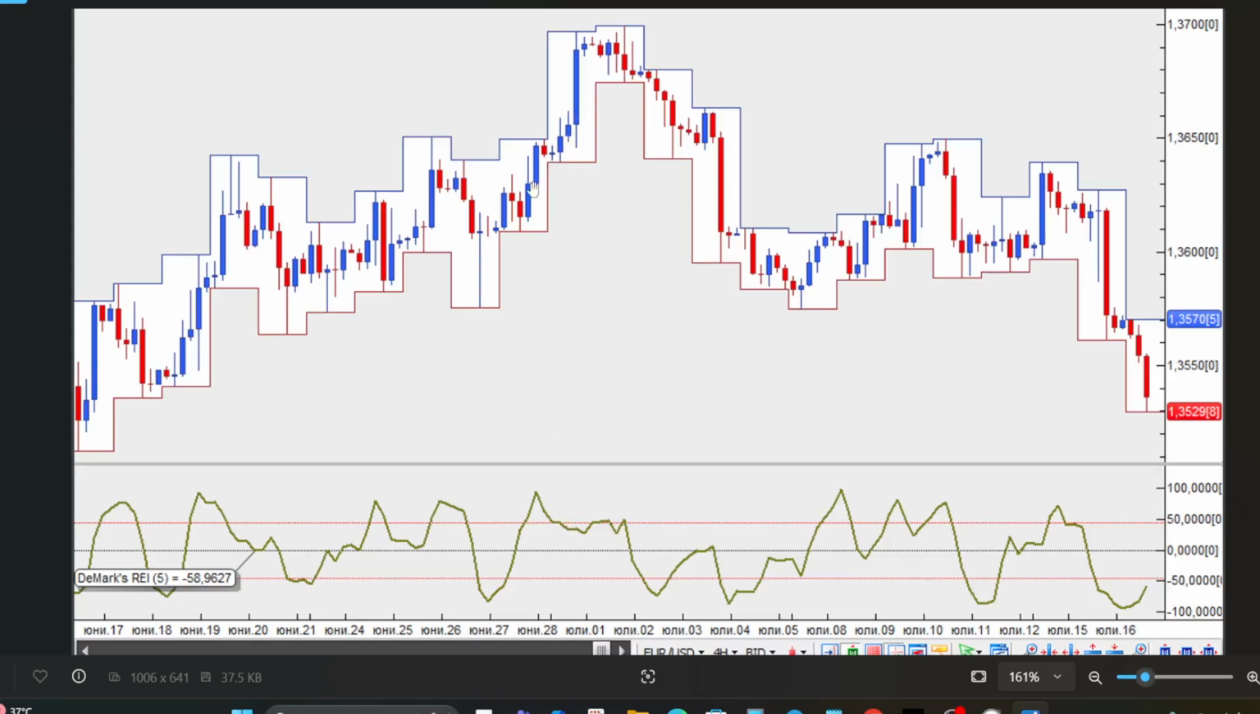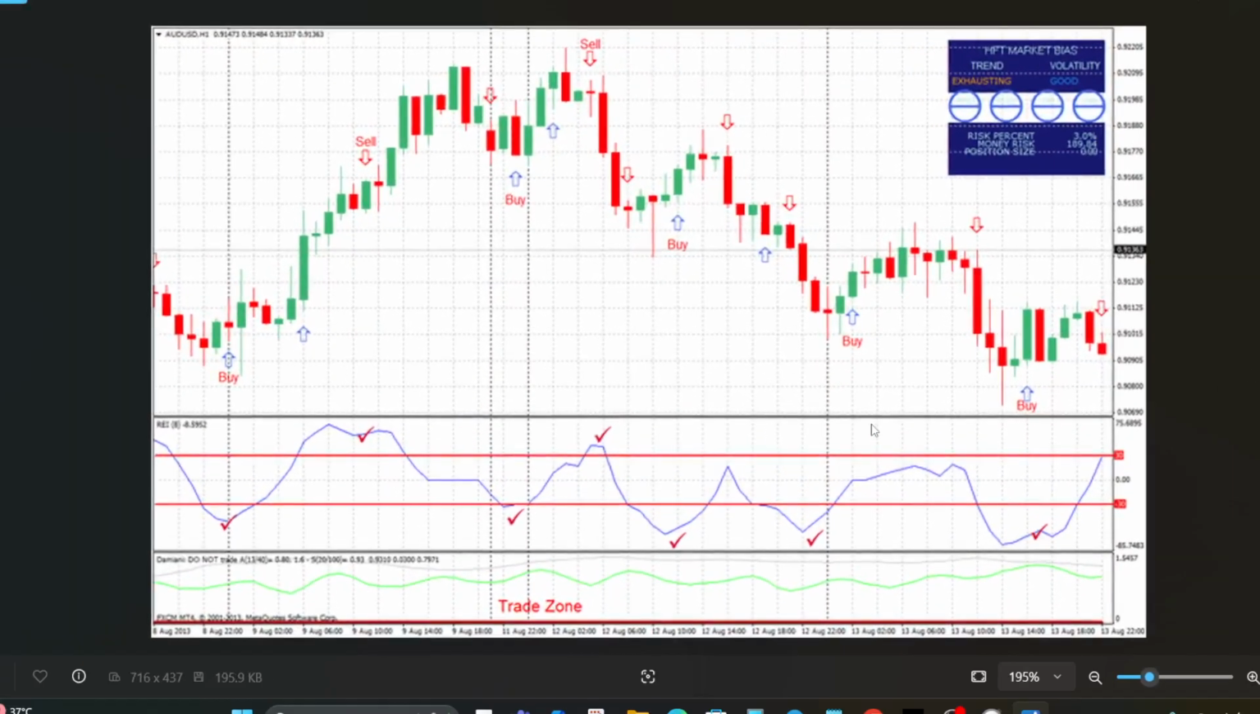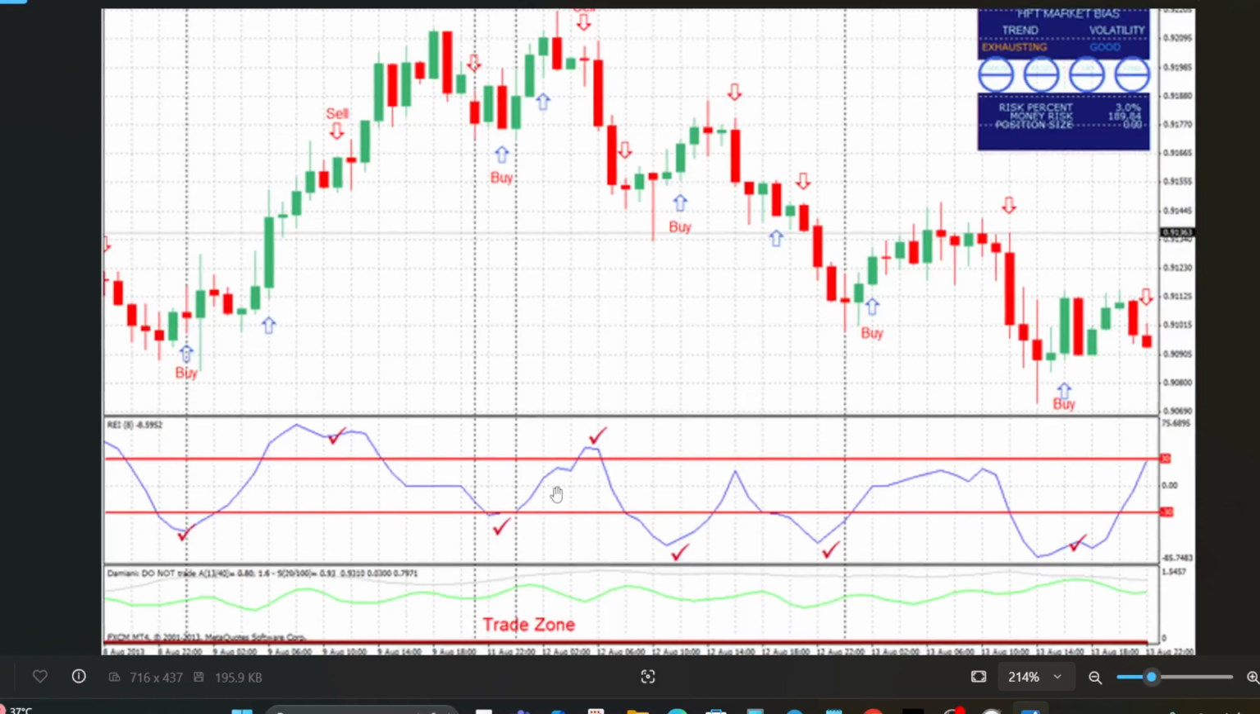You can see what is happening here. You can see the increase in price volatility. All right, and that might be a good time to consider entering a trade. You can see during the periods of increase in volatility, that's a good time to enter a trade.